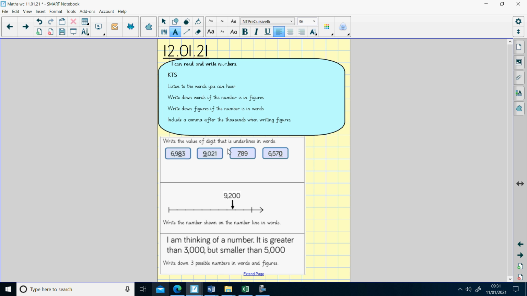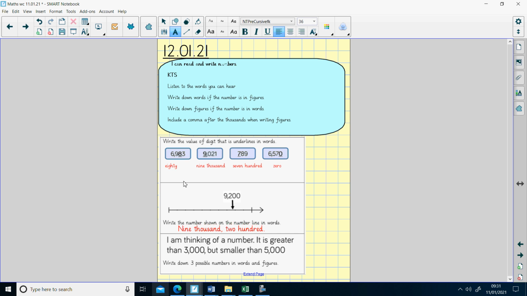Okay, so this time what I'd like you to do is write the value of the digit that is underlined in words. Okay, so here we've got the 8, which is 80. So the word you would write is 80. Then we've got a number line here, and you're going to write the number that is shown. And then this final one, there are loads and loads of different answers for that one. So you're going to just write 3 possible answers for me in words and figures. Pause the video, have a go at that, and then pop back to me when you're done.